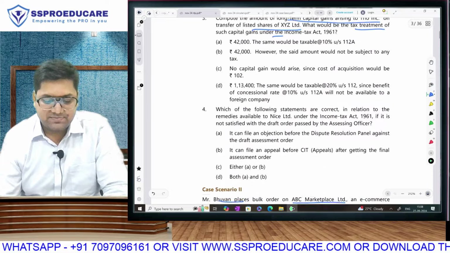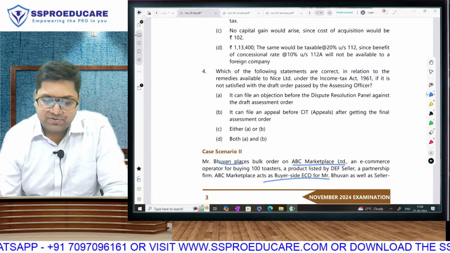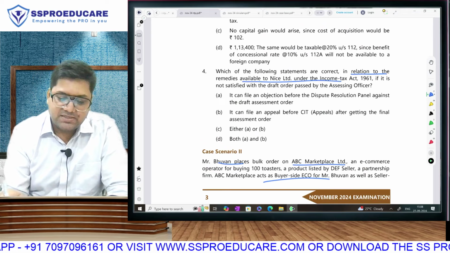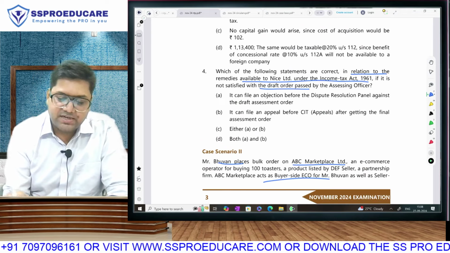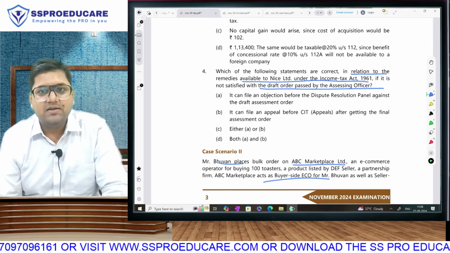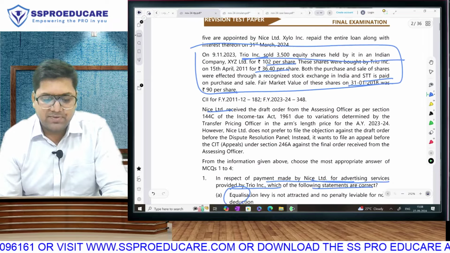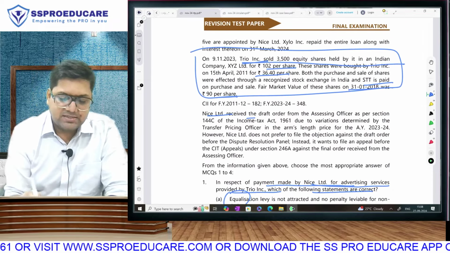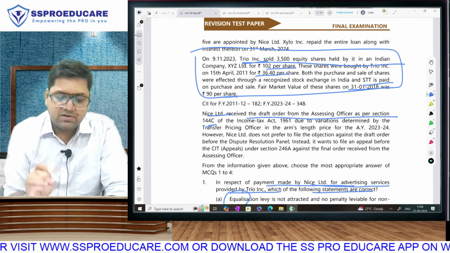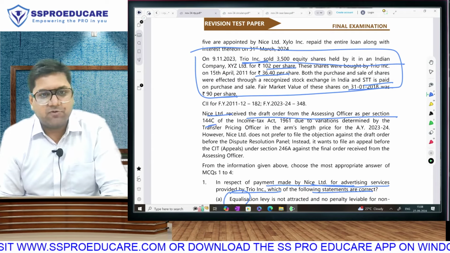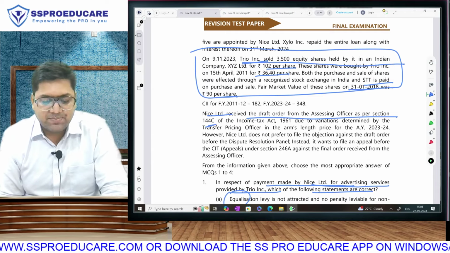And last question. Which of the following statements is correct in relation to remedies available to NICE if it is not satisfied with the draft order passed by the assessing officer? So, is there any order passed by the assessing officer? Yes, NICE received a draft order from the assessing officer as per 144C. So, the concept of the dispute resolution panel is introduced.